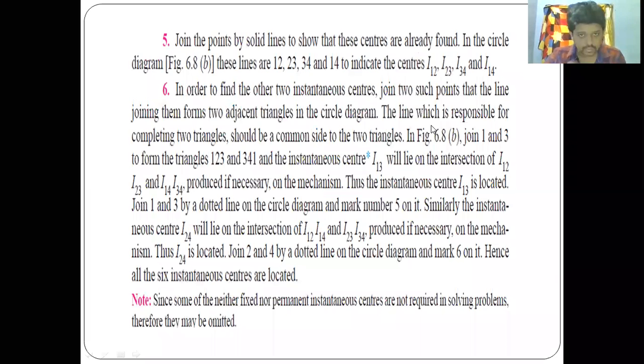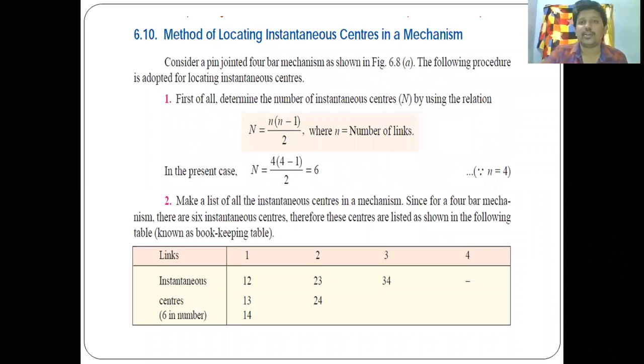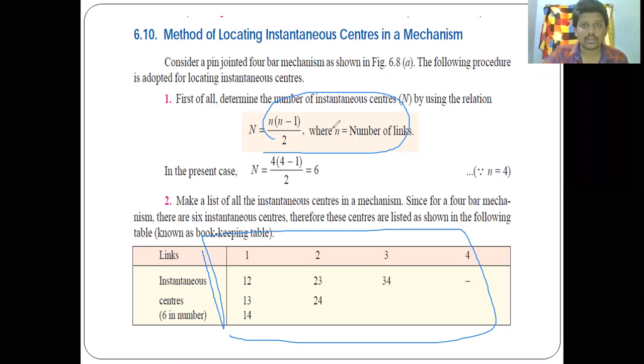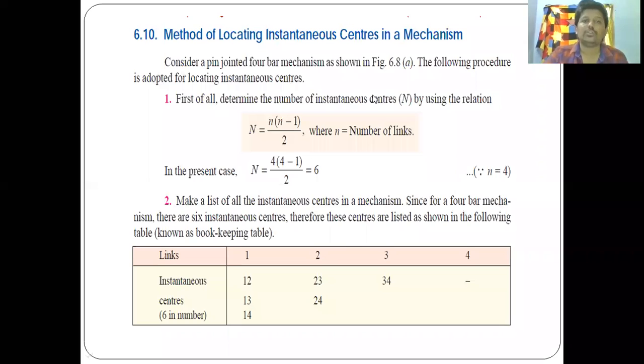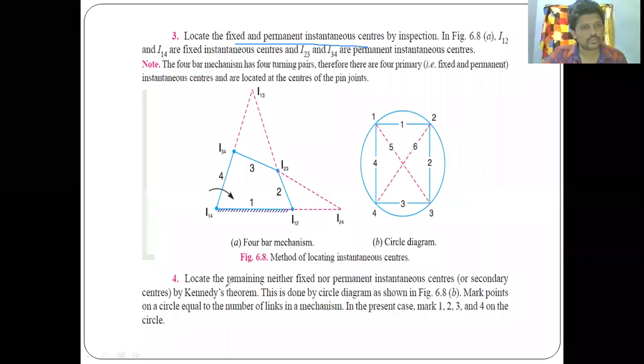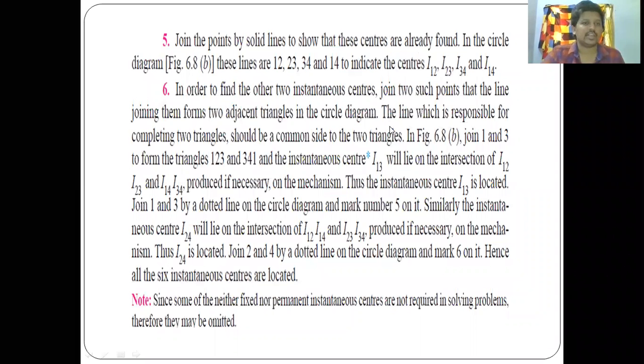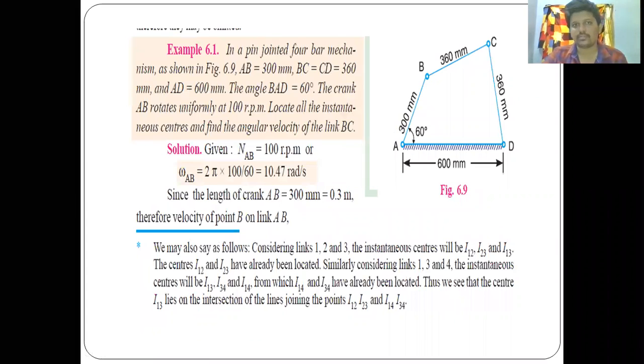This is how we should find the instantaneous centers. Okay, I'll explain all the points once again. First, we should define the number of instantaneous centers. The second one is we should draw a table in this way, and we should find the links. The third one is we should find out the fixed and permanent instantaneous centers. The fourth one is we should locate the centers which are neither fixed nor permanent by using a circular diagram. I just now explained how to draw a circular diagram, and by that we can find all instantaneous centers. We'll see a simple example and we'll conclude it.